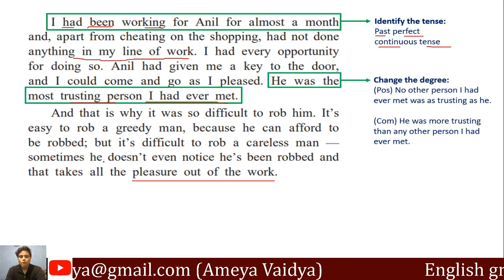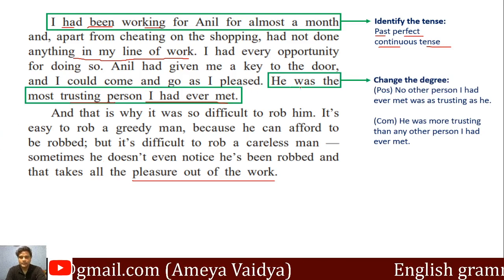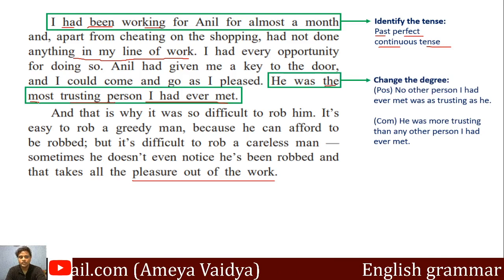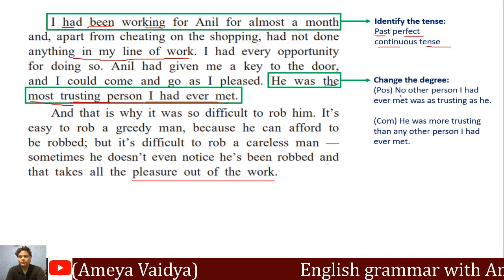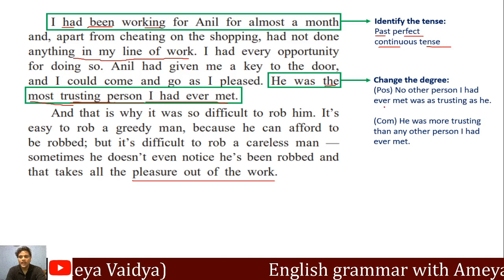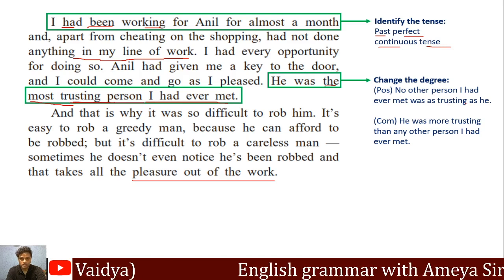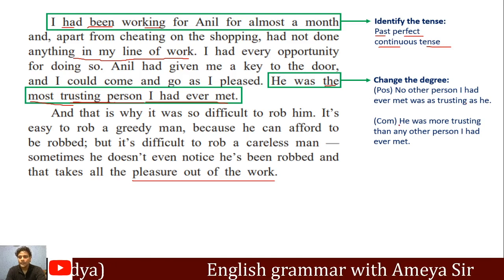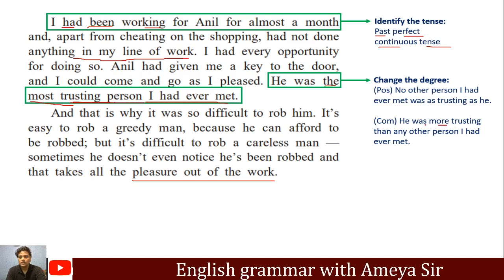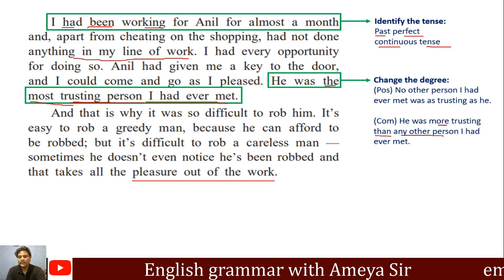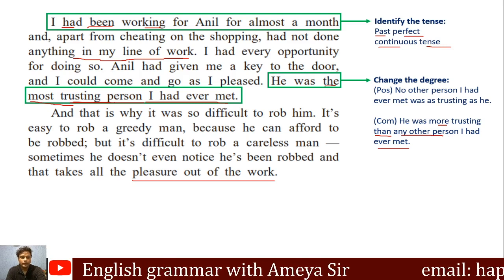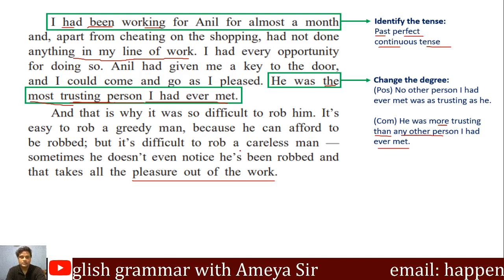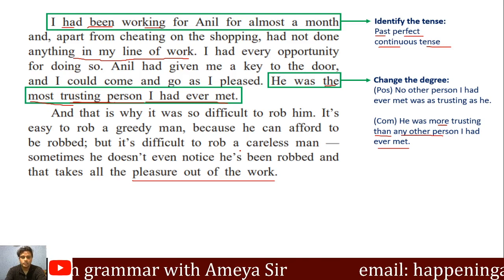He was the most trusting person. That makes it the superlative degree. So the question could be that they'll ask you to change the degrees. So the positive degree will be: no other person I had ever met was as trusting as he. And the comparative will be: he was more trusting than any other person I had ever met. Please write this down when I give you the time and practice this very meticulously.